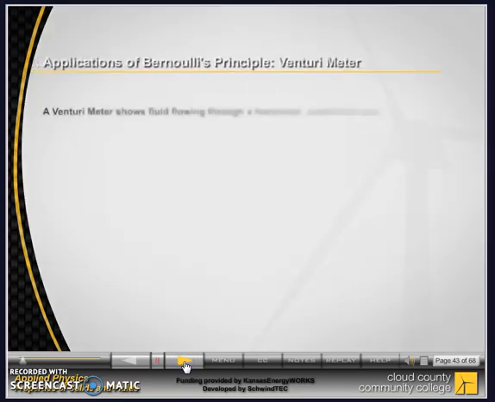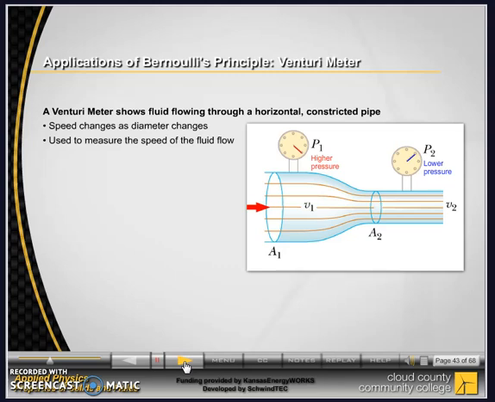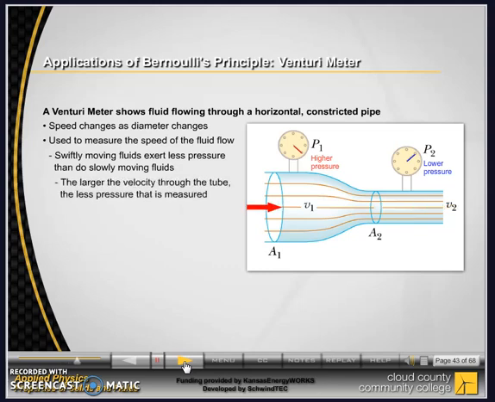A Venturi meter shows fluid flowing through a horizontal constricted pipe. The speed changes as diameter changes. It's used to measure the speed of the fluid flow. Swiftly moving fluids exert less pressure than do slowly moving fluids. The larger the velocity through the tube, the less pressure that is measured. It is a fact because of the conservation law associated with Bernoulli's equation.